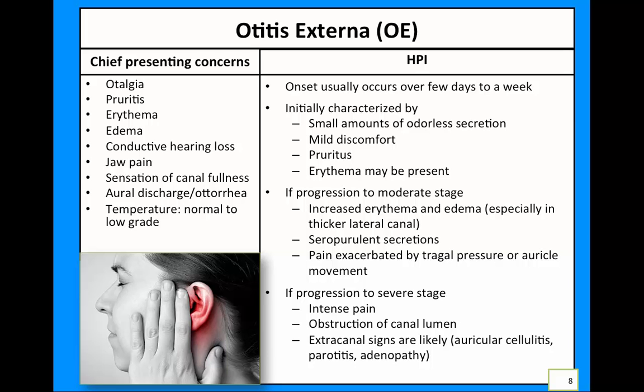At the moderate stage, you have increased erythema and edema, especially in the thicker lateral canal, and seropurulent secretions. Pain is exacerbated by tragal pressure or auricular movement. At the severe stage, intense pain, obstruction of the canal lumen. Extracanal signs are likely, such as auricular cellulitis, parotitis, which is inflammation of the parotid gland, and adenopathy.